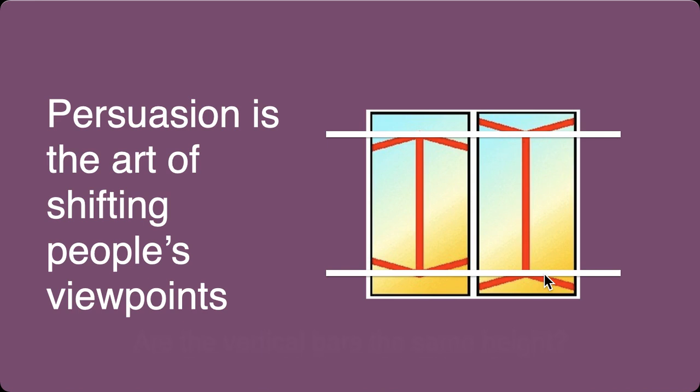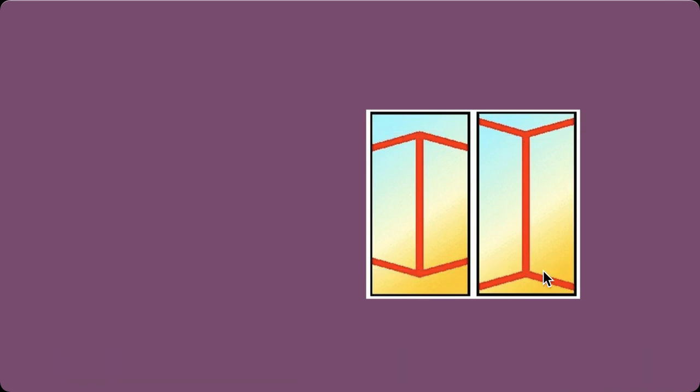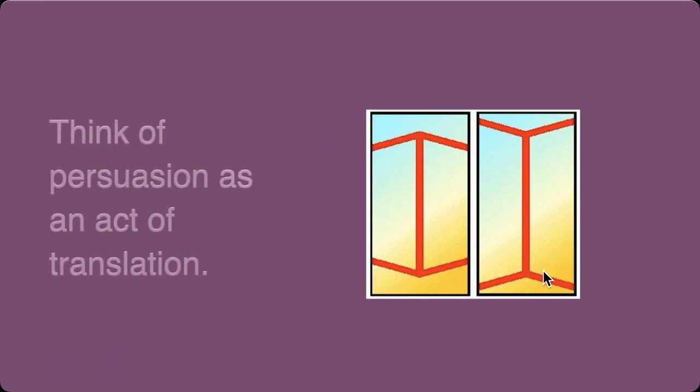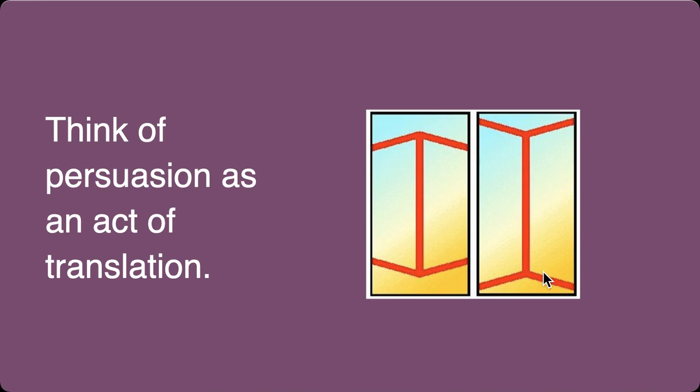So, how do we help someone see things a different way when we can all see things so entirely differently? Well, it helps to think of persuasion as an act of translation. They're speaking French and you speak English. How do we find some common ground? How do we look at the same thing and realize that it's just two different perspectives?